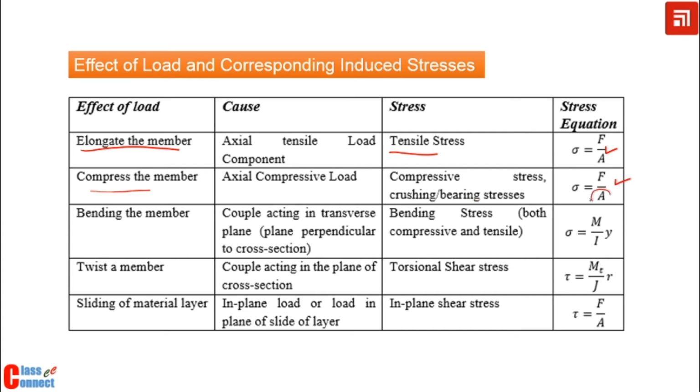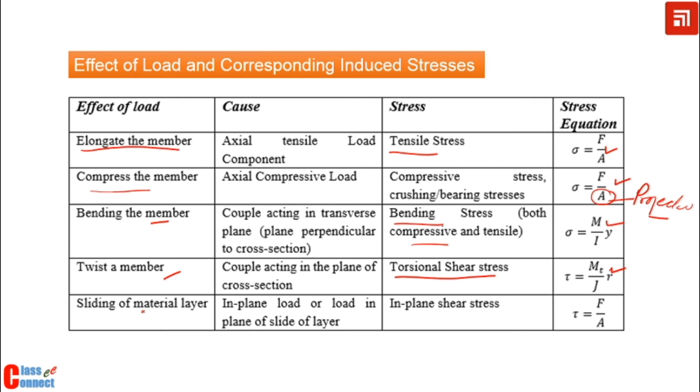In case of bearing stresses, sometimes we may have to use projected area. We have a separate video on projected area and bearing pressure that will clear your doubt about when to use projected area and when to use bearing pressure and so on. If the effect of load is to bend a member, then it is the bending stress, both compressive and tensile, and we have to use the bending equation. When it is to twist a member, we have to use torsion. Torsional stresses, shear stresses will be developed, and we have to use the torsion formula.